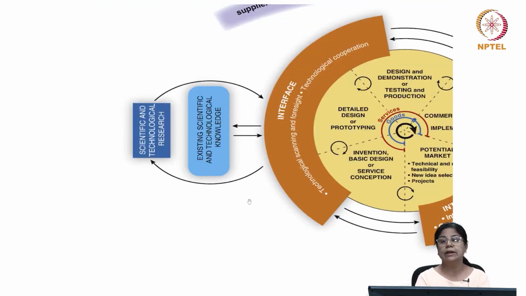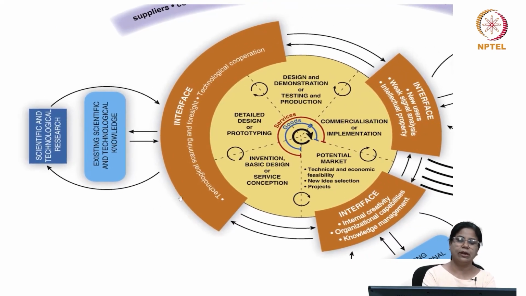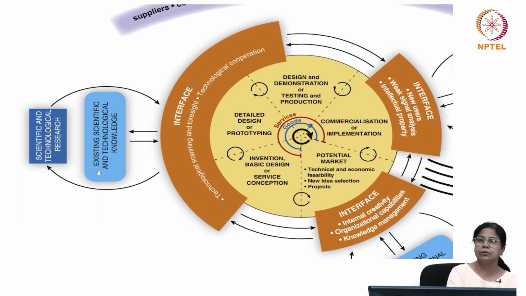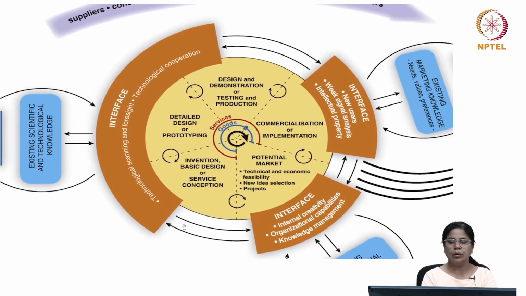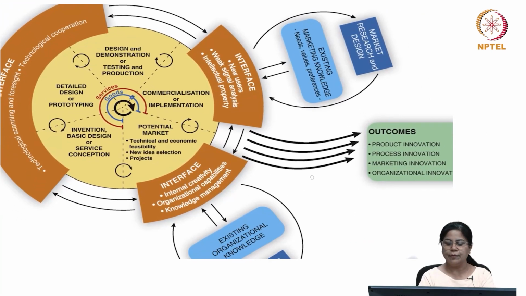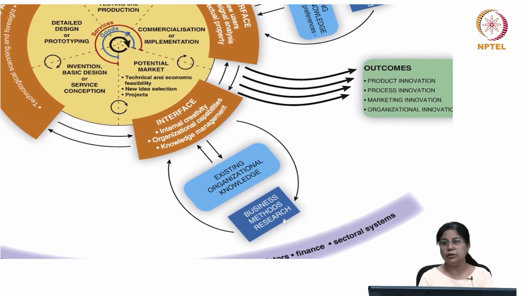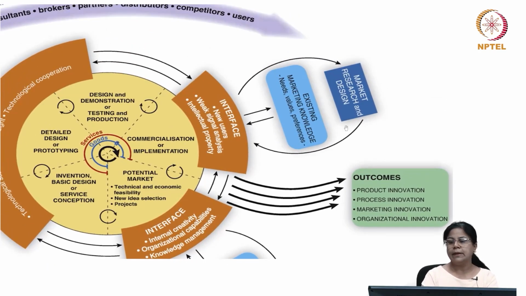At the core, to begin with, on the left hand side, we have scientific and technological research, which essentially links with the existing scientific and technological knowledge which we have already talked about, that is the state of the art. If you have to do something new, that is represented through the dark blue box as compared to the existing knowledge, which is represented by the lighter blue box. And then coming to the other extreme end, you also have existing organizational knowledge, the business method research if you have to be doing it, or the knowledge of the existing business methods. Then there is market research and design in case you have to do new research in order to understand the market for the product.